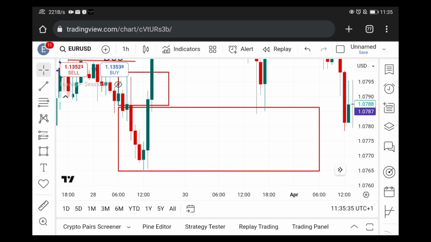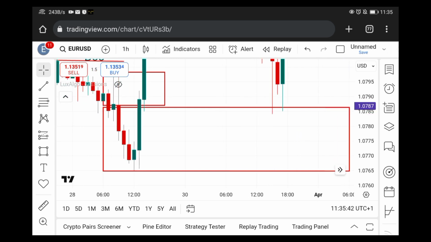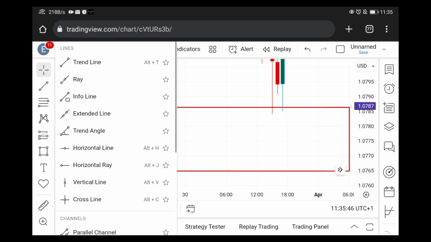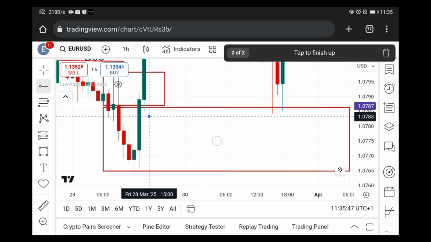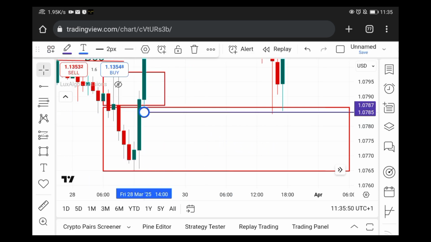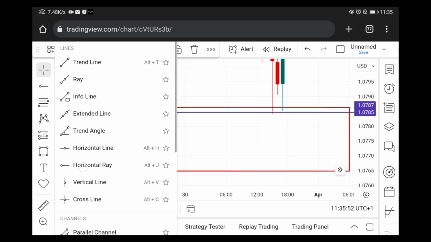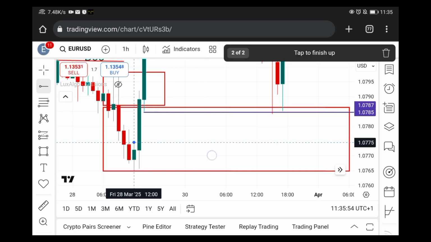You can check it out if you don't know how to trade imbalance. So now that we've seen that there is imbalance on this zone, it is for us to mark out our imbalance. So I marked my imbalance right here. That is where the imbalance starts from, and I mark it again.